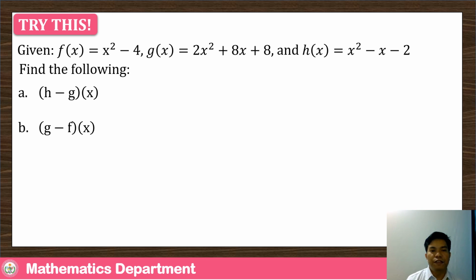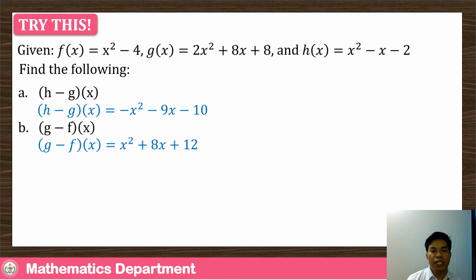Stop. For letter A, the correct answer is negative x squared minus 9x minus 10. And for letter B, the correct answer is x squared plus 8x plus 12.